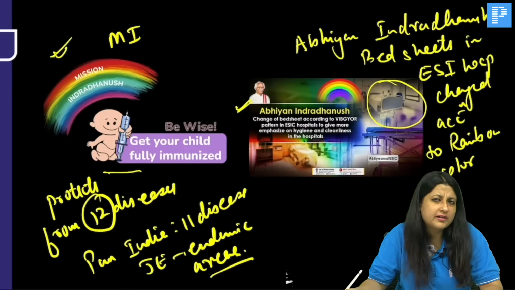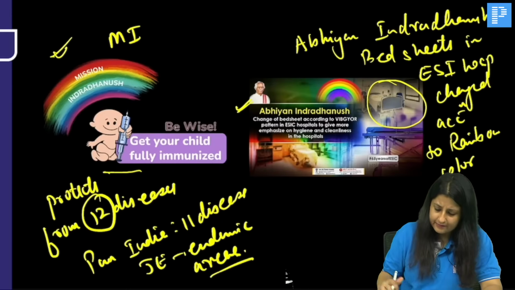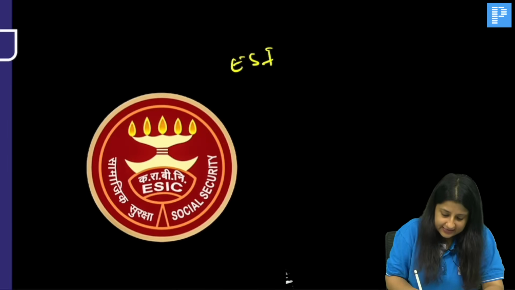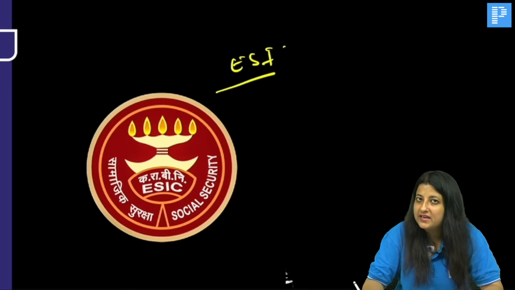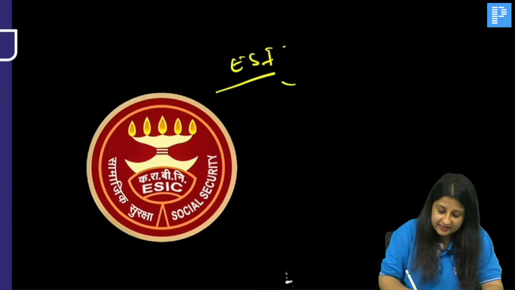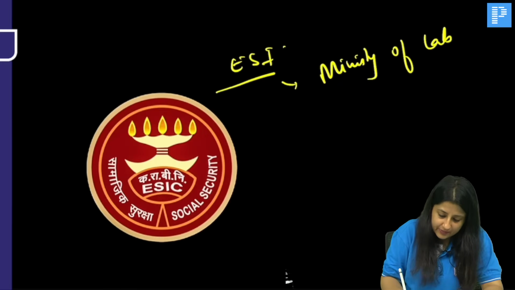Now since we talked about ESI hospitals, ये क्या है? जलता हुआ दिया. What is this? This diya. Diya is being lit over here. So this is the logo of ESI. ठीक है? This is the logo of ESI. Employee State Insurance Act is under the Ministry of Labour, guys. Remember that Ministry of Labour के अंदर है.